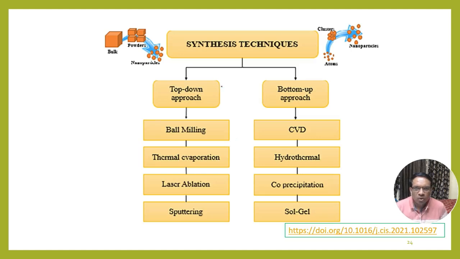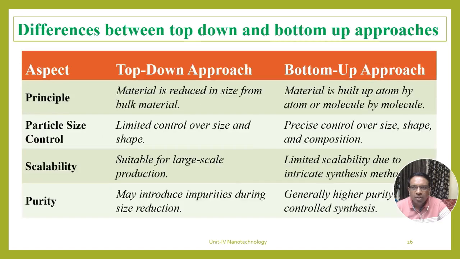Right. So when we classify these two methods, one is the top-down approach, another one is the bottom-up approach. In the top-down, we will deal with ball milling, thermal evaporation, laser ablation, sputtering, and sometimes PVD, physical vapor deposition, as well as chemical vapor deposition, also considered as a top-down approach. And when it comes to the bottom-up approach, we have thermal evaporation, co-precipitation method, the sol-gel process, and CVD as well. Now we will see the difference between top-down and bottom-up approach.